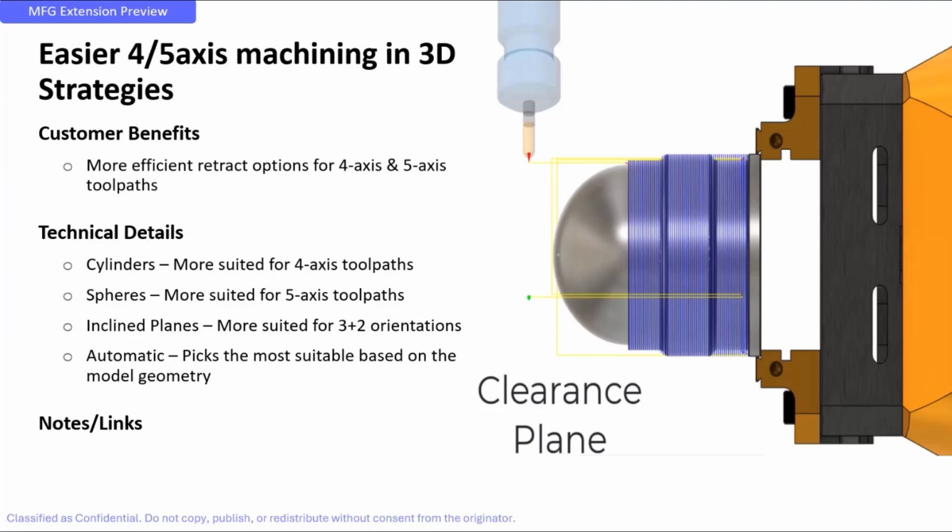And easier 5-axis machining in 3D strategy. More efficient lead track option for 4-axis and 5-axis toolpaths. Cylinders are more suited for 4-axis toolpaths. Spheres are more suited for 5-axis toolpaths. Inclined planes are more suited for 3+2 orientations. Automatically picks the most suitable based on the model geometry.